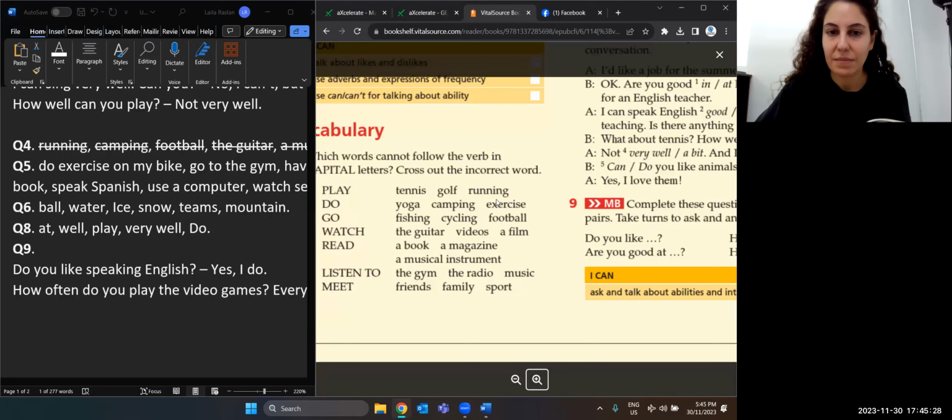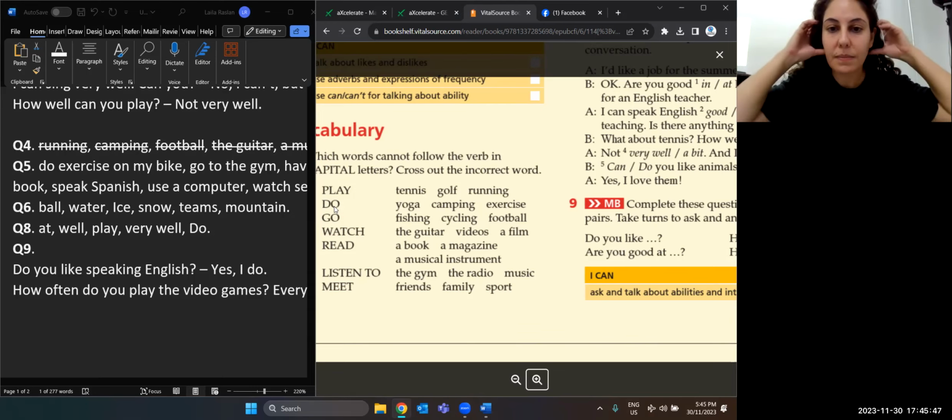We run. Do you do yoga? Yeah. Do you do camping? No. Do you do exercise? Yes. So remember, do, the verb do with a noun. Do is usually something with your body. You do yoga, you do taekwondo, you do karate, you do meditation. So something with your body.